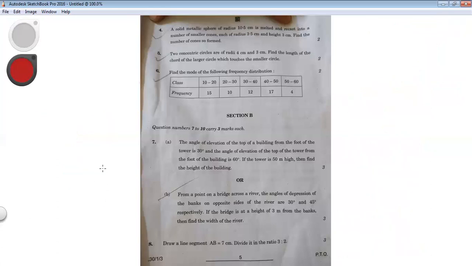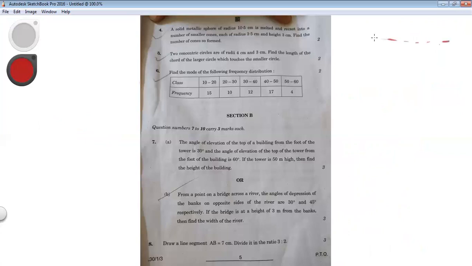I hope you were able to solve. Now the same, from a point on a bridge across a river, the angle of depression of the banks on opposite sides of the river are 30 and 45. So if the bridge is at the height of 3 meters from the bank, then find the width of the river. So okay.